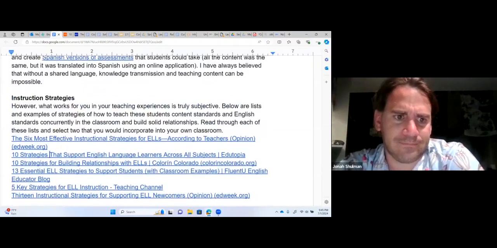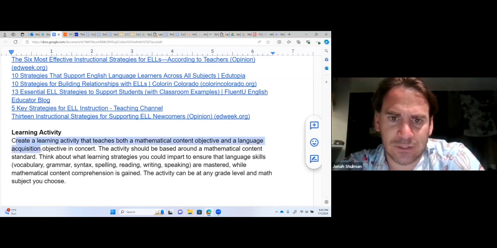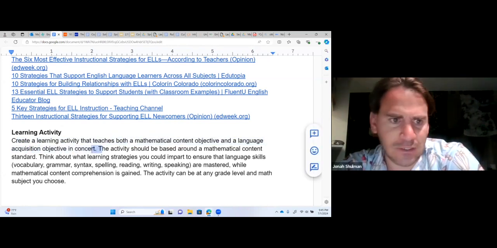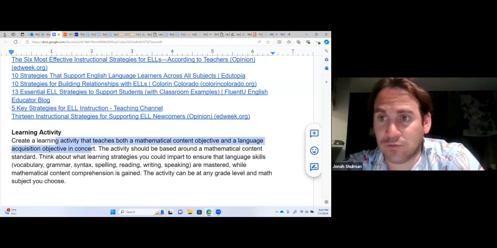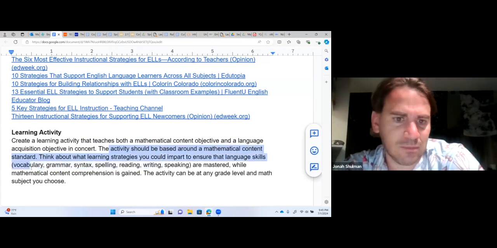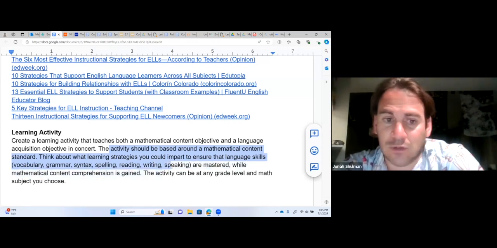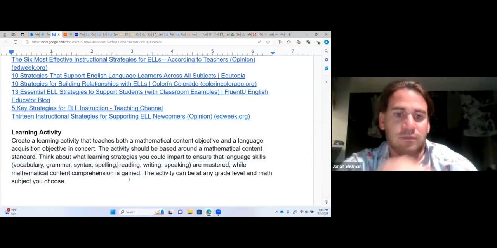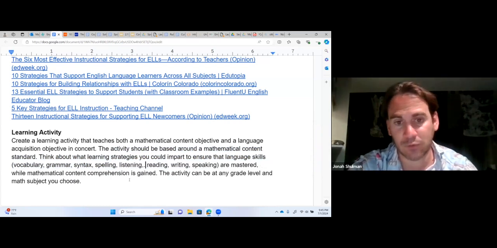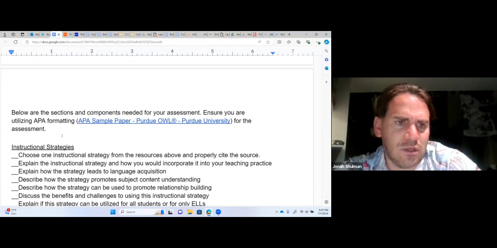All right, so what you have to do for this assessment is create a learning activity that teaches both mathematical content and a language acquisition objective in concert, which means at the same time. The activity should be based around a mathematical content standard. Think about what learning strategies could impart language skills. So it could be vocabulary, grammar, syntax, spelling, reading, writing, or speaking. It could be any one of these things. I should put listening in here. I think listening is also very important. While mathematical content comprehension is gained, the activity can be at any grade level or math subject you choose.